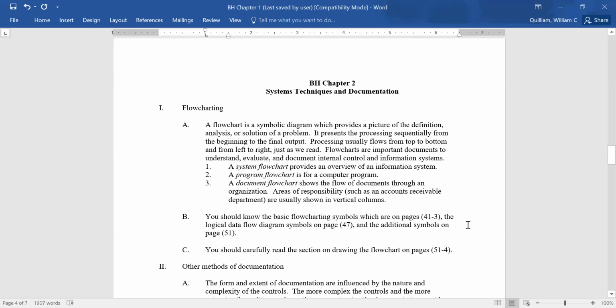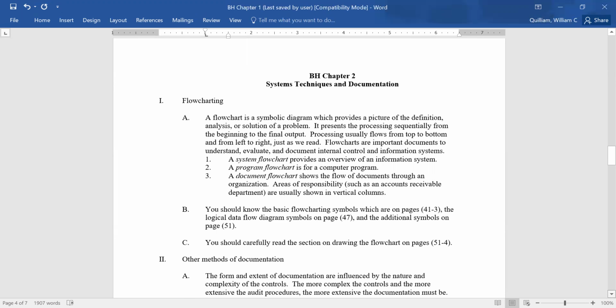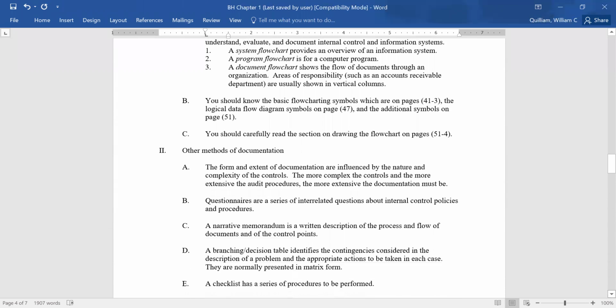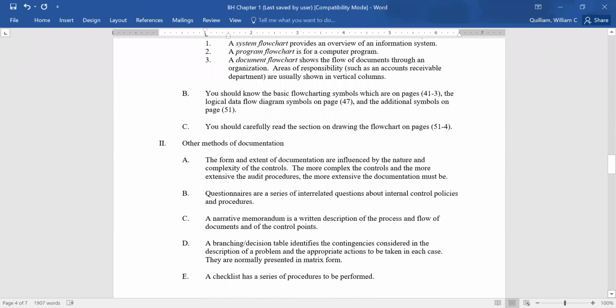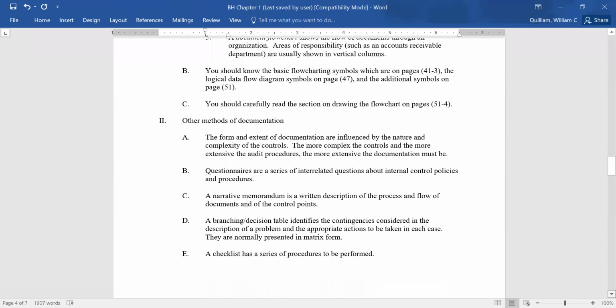And then in the book, if you've not had flowcharting, you should know the basic flowcharting symbols, which are on pages 41 through 43, the logical data flow diagram symbols on page 47 and the additional symbols on page 51. Good for review. These things could be on the CPA exam. And also one could be on the CPA exam in C. You should carefully read the section on drawing a flow chart on pages 51 through 54. I think you'll be fine with those things on your own. If not, just ask me. I'll be happy to help.